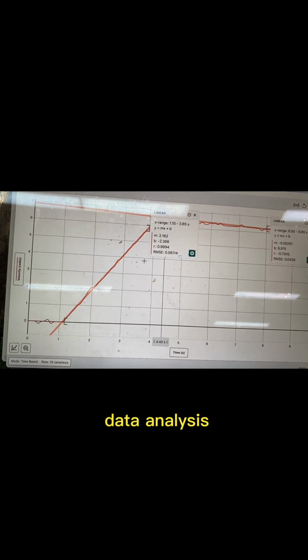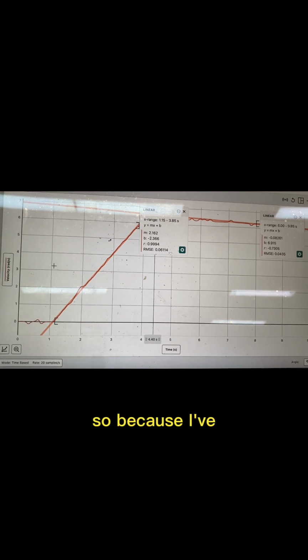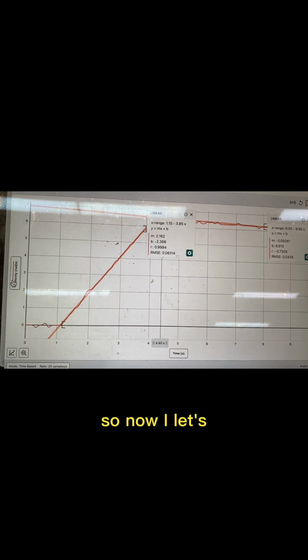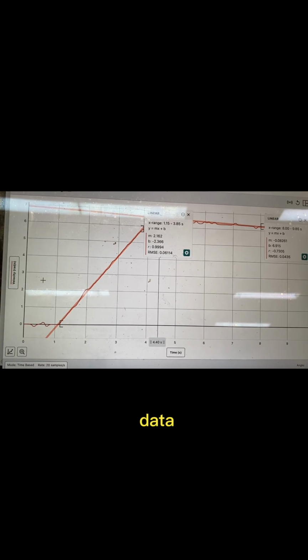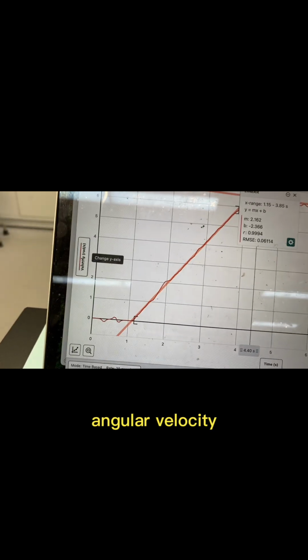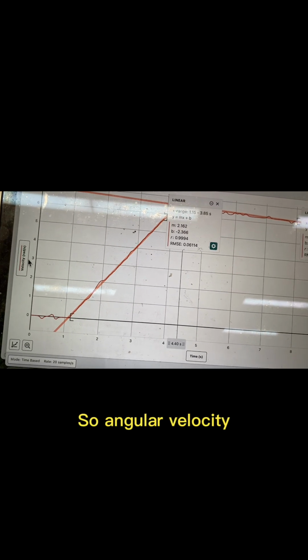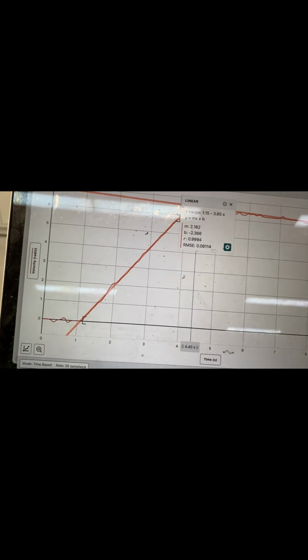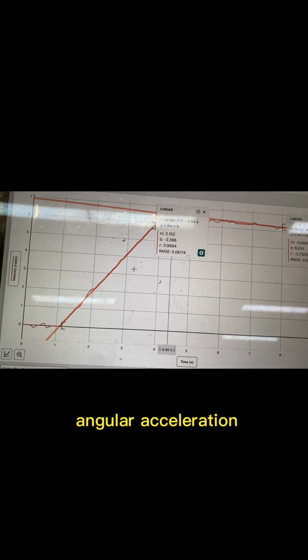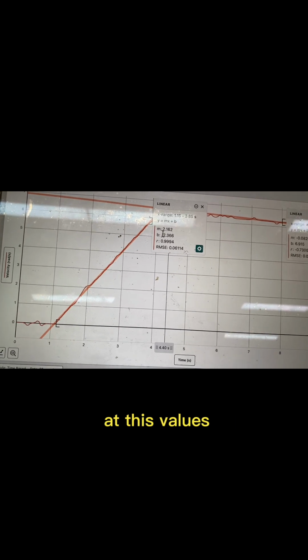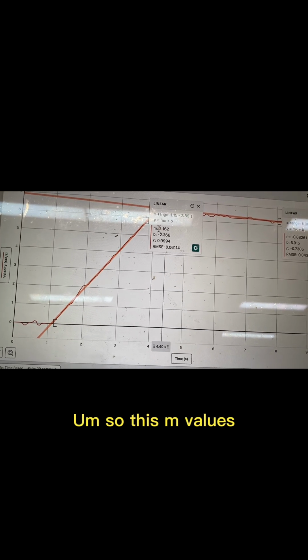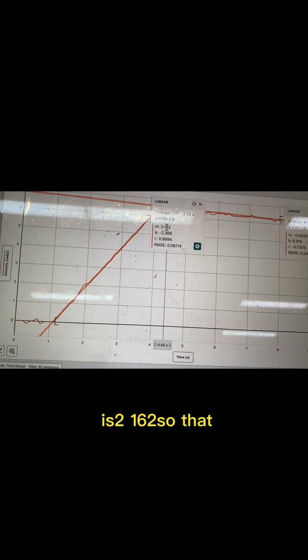So this is a data analysis part. Because I've already done the experiment, now let's look at the data. This is angular velocity, and this is time. With angular velocity with respect to time, I can get the angular acceleration. Just by looking at these values, this m value is 2.162.